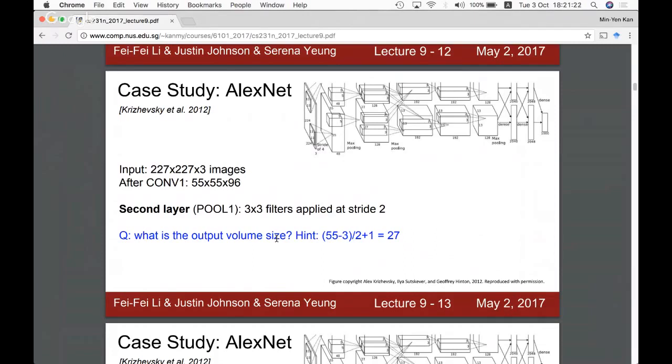Next, following the convolutional layer is a max pooling layer. It applies 3 by 3 filters at stride 2. The output volume size is computed the same way as for the convolutional layer: the width and height minus the size of the filter, over the stride, plus 1. So the output of the first pooling layer is 27 by 27 by 96.